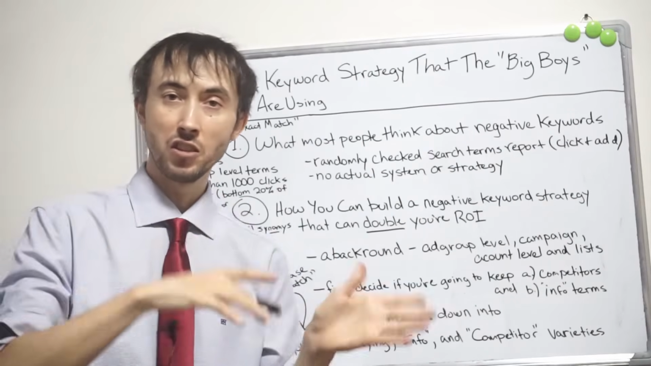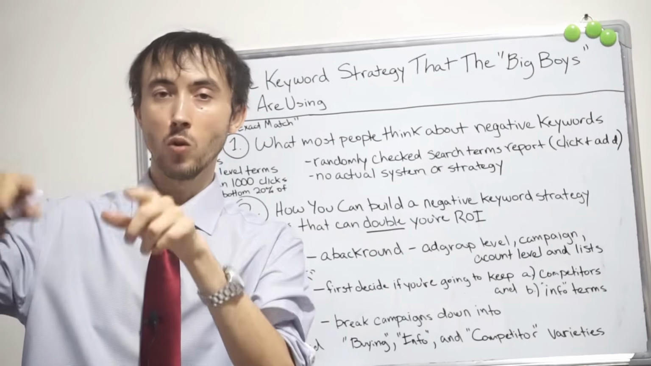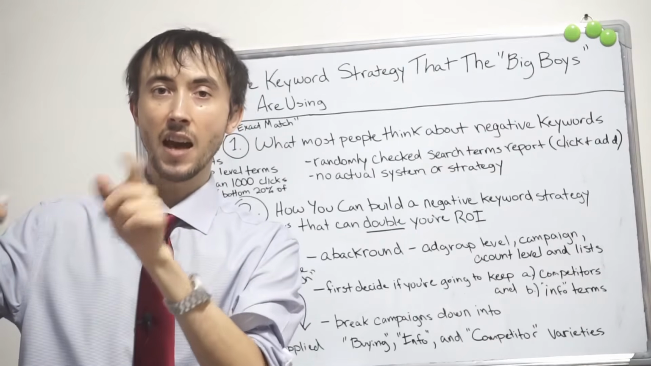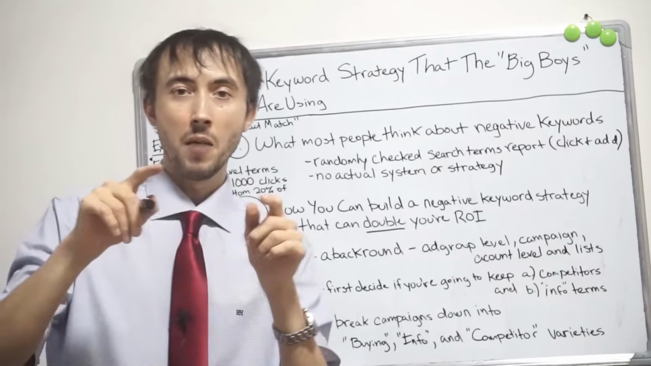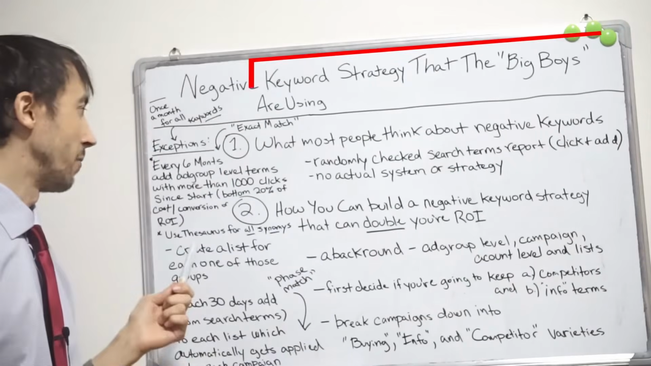So going back to the cheap example, after adding quotes around cheap to add a phrase match negative keyword there, I'm adding low cost, inexpensive. You get the general idea there.